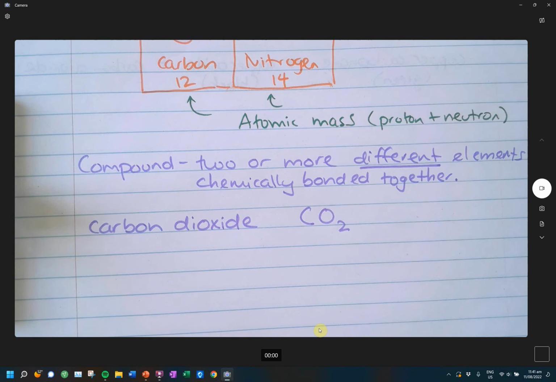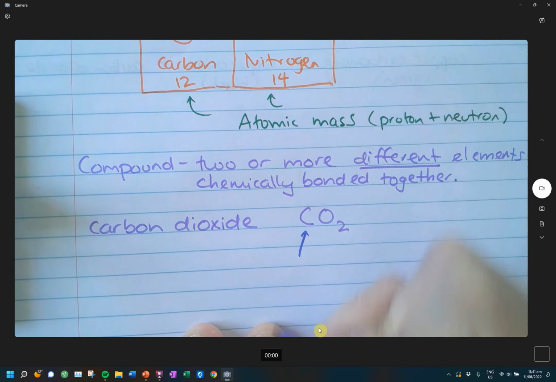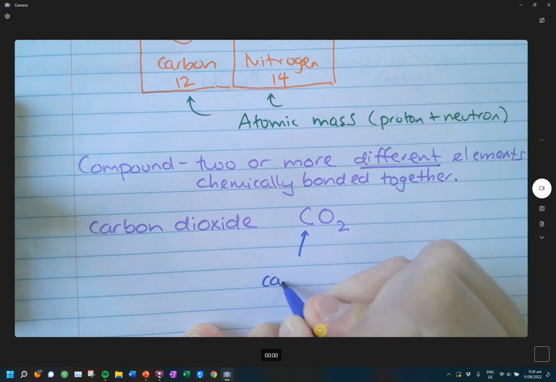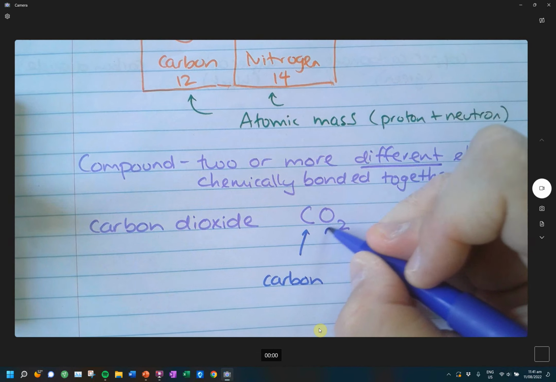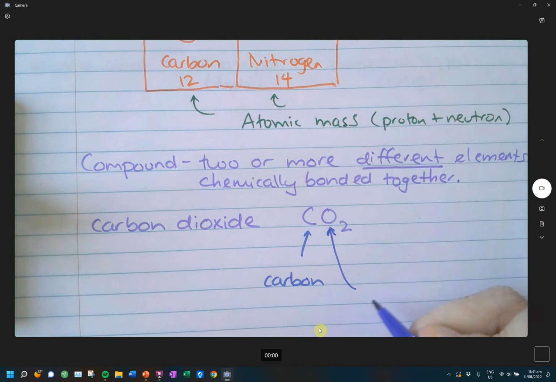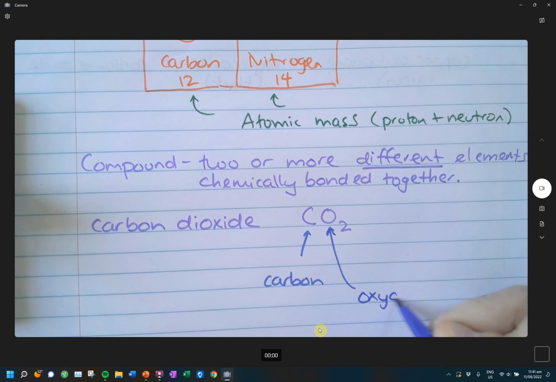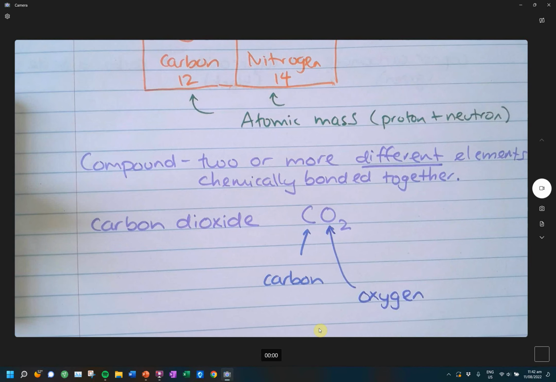So if I was to break this down and look at its different components, this compound here, that C tells me it's made up of carbon. That O tells me it also has an oxygen. So are those two different elements? Yes or no? Yes. Yeah, they are two different elements, so that automatically falls into the category of compound.